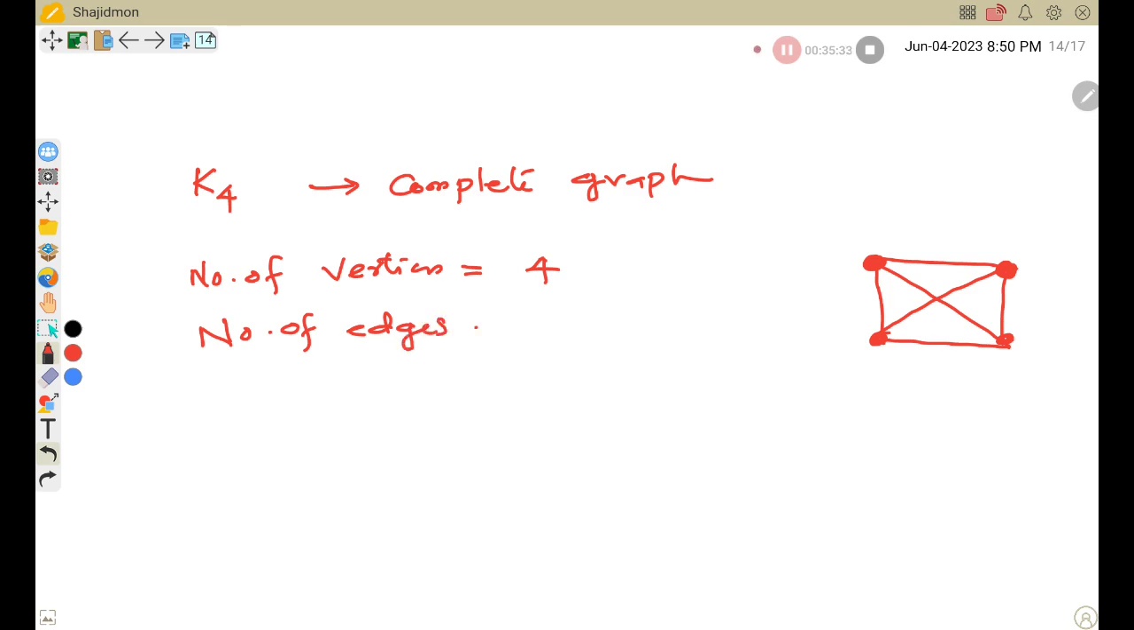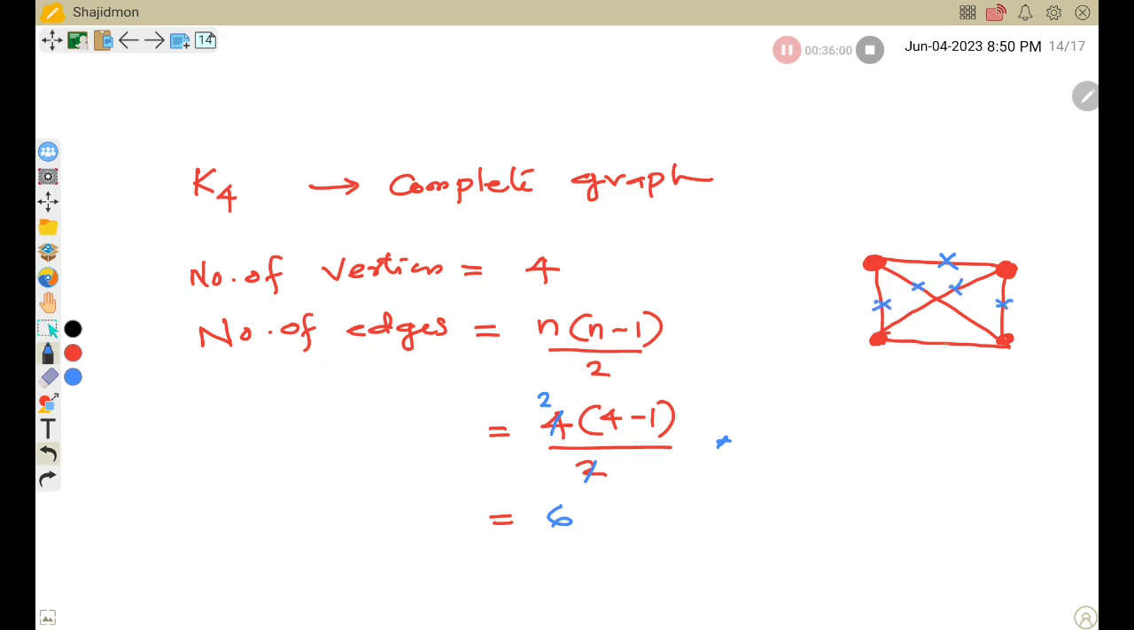The number of edges in a complete graph can be calculated like this: n into n minus 1 divided by 2. Or you can count also, no problem. So n equals 4. Multiply 4 into 4 minus 1, divided by 2, correct? So we will get the number here. How many edges will be there here? See, the 2 we can cancel. So 2 multiply 3, that means 6. You can see 1, 2, 3, 4, 5, 6. So the number of edges equals 6.